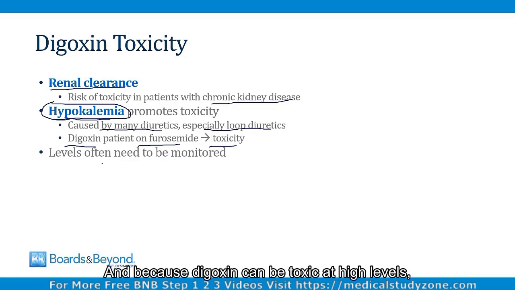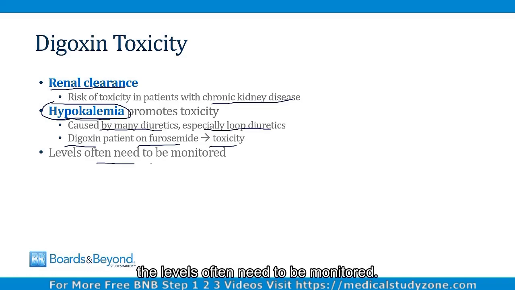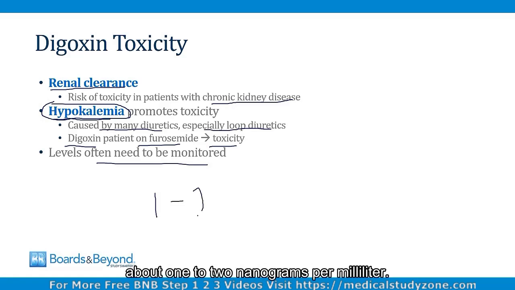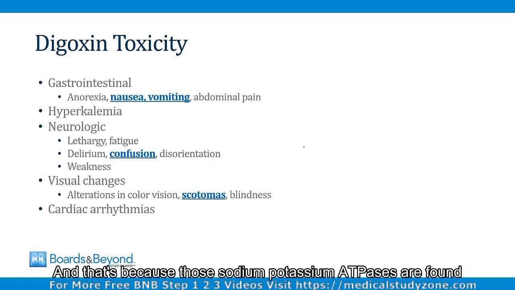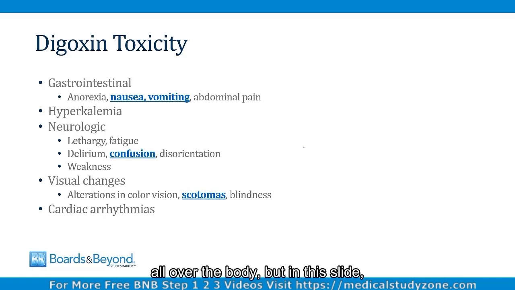And because digoxin can be toxic at high levels, the levels often need to be monitored. You can check a serum level. The normal range is about 1 to 2 nanograms per milliliter. If you look up digoxin toxicity in a textbook, you will find many different signs and symptoms that occur in lots of different organ systems, and that's because those sodium-potassium ATPases are found all over the body.